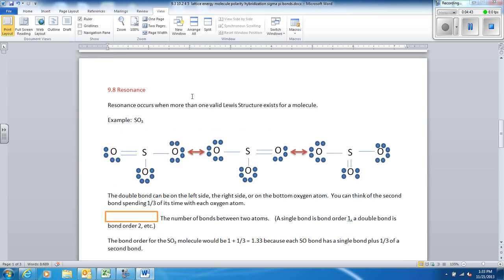Okay, resonance. This happens when you have more than one possible Lewis structure for a molecule. An example is SO3. We have 1, 2, 3 different structures that are all acceptable for SO3. So these would have what is called resonance.